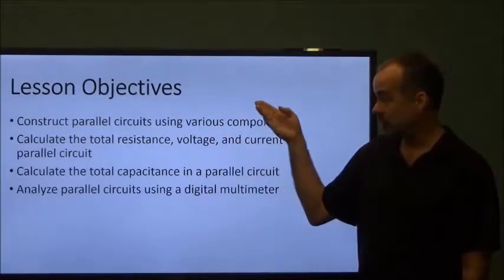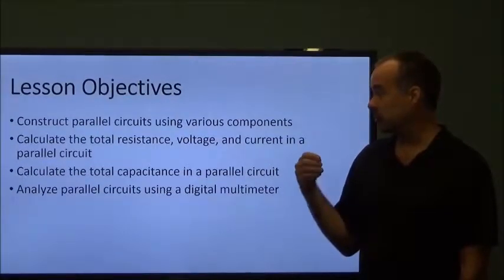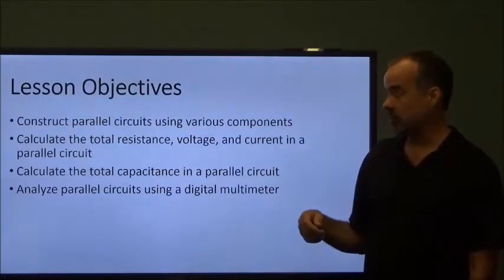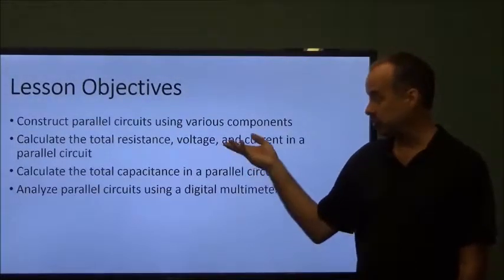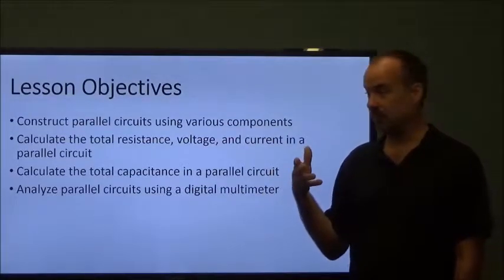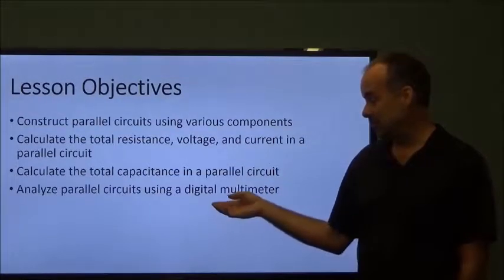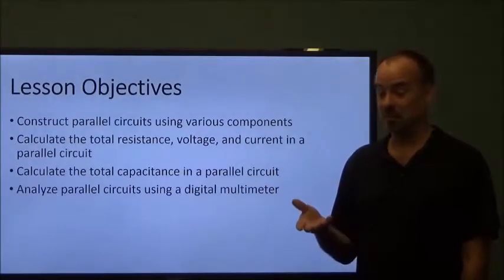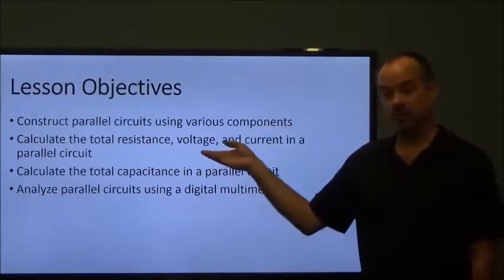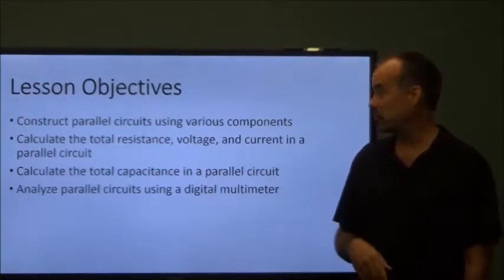You're going to be constructing the circuits. You're going to be calculating the total resistance, voltage, and current using Ohm's law. And then you're going to analyze the circuit using a digital multimeter to confirm what you calculated using Ohm's law. That's a skill that's necessary, because if you're troubleshooting the circuit and just reading it with a meter, if you don't know what you're supposed to be reading, then you would not be able to troubleshoot that circuit. So that's why we calculate what it's supposed to be, and then we confirm it with the meter to make sure everything's working as it should.